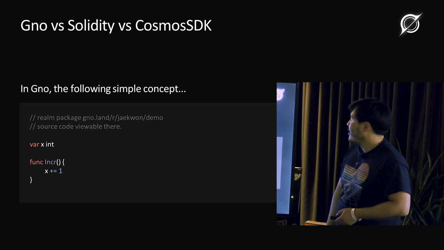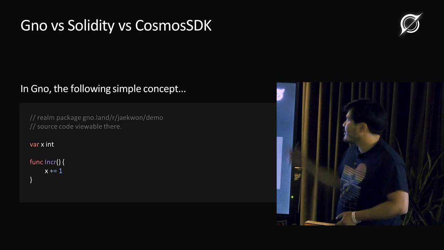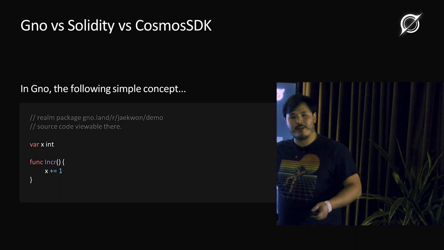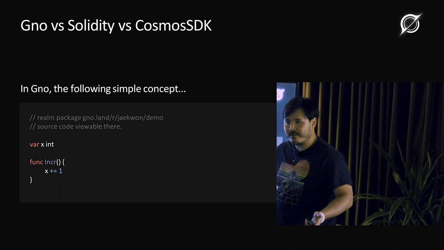So I'll give you more of an idea of what programming Gno looks like. I'll compare Gno to Solidity and Gno to the Cosmos SDK. Here's the most simple contract you can write, right? This is it. You can upload this just like you upload Solidity. Right? You can't really do that in a Cosmos SDK.